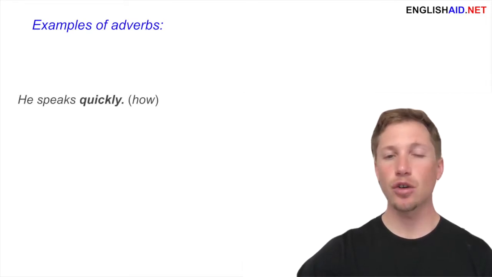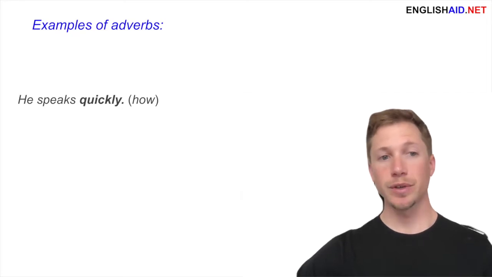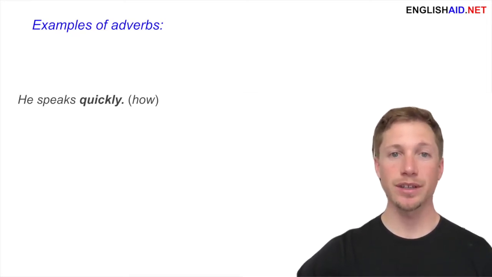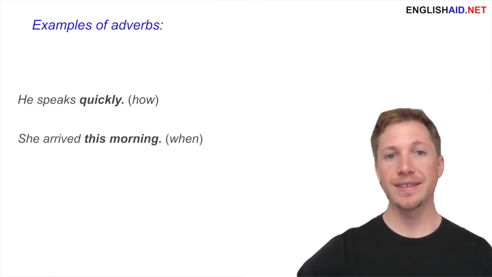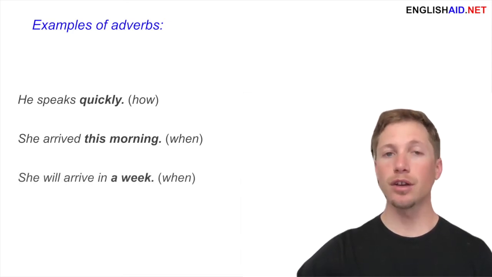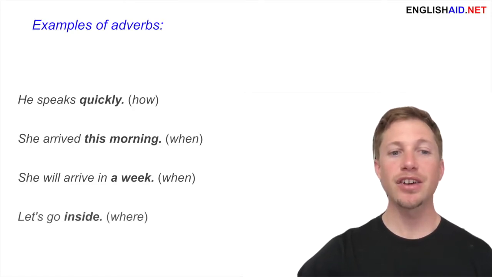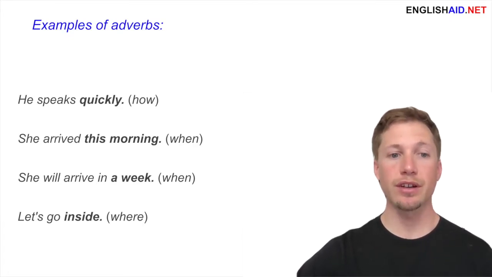He speaks quickly. Notice how quickly denotes or shows how the person speaks. Next, she arrived this morning. Notice that this morning shows when. He will arrive in a week. Again, when, talking about the future. Let's go inside. So this adverb, inside, shows the reader where.